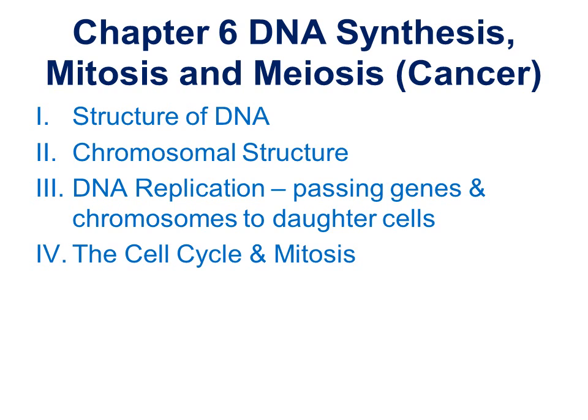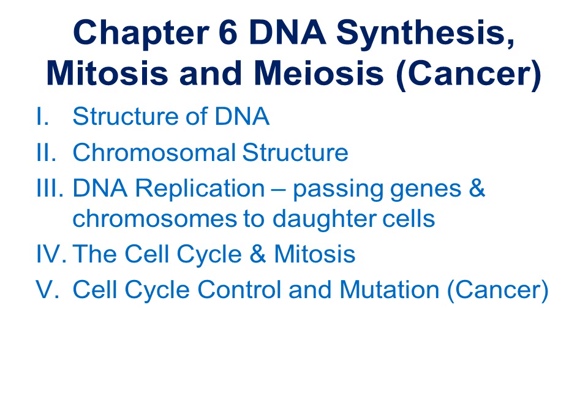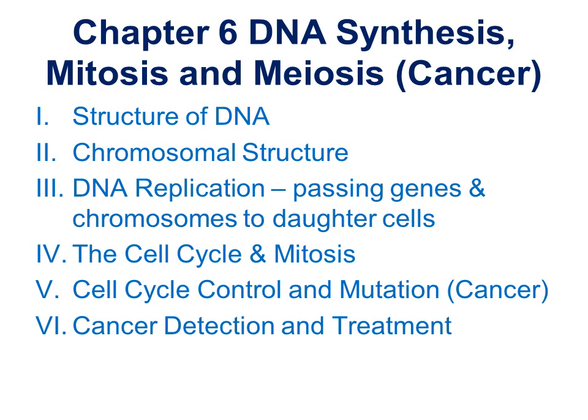We'll then talk about the cell cycle and the process of mitosis. This will then lead us into a discussion on the control of the cell cycle and what happens when that cell cycle is dysregulated, which leads to mutations and ultimately to cancer. And next, we'll talk about cancer detection and treatment, and lastly, we'll talk about the process of meiosis.